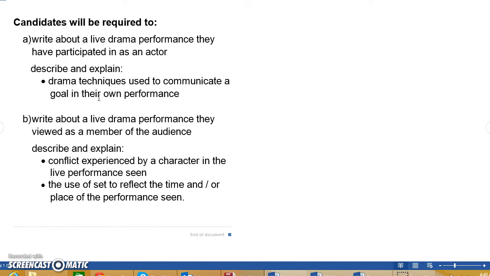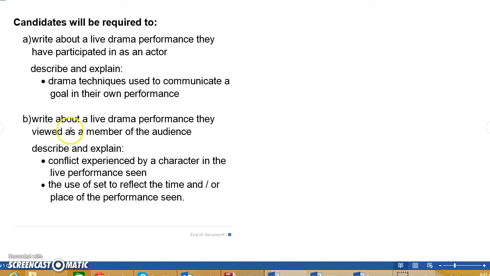Now, take a goal to mean that it's something that you want to achieve in your performance. Maybe you wanted to show something about the character. Maybe you wanted to show something about a relationship. And then you'd be looking at the drama techniques you do use to do that.